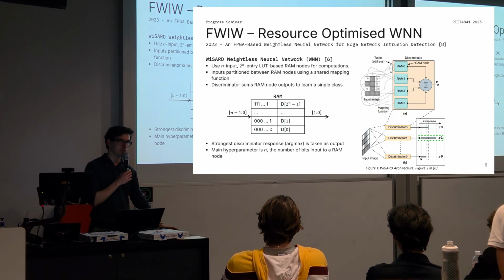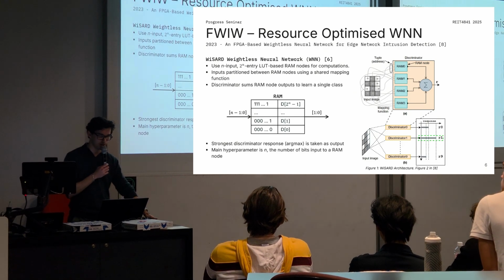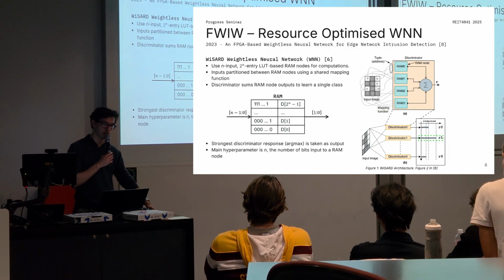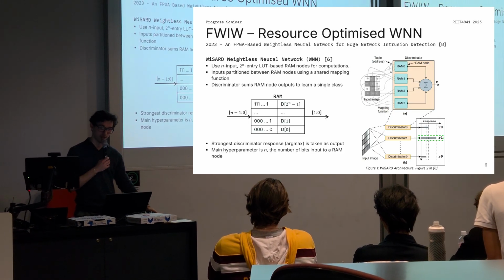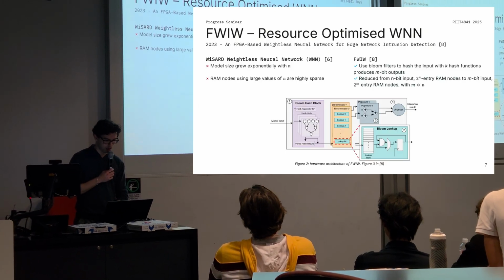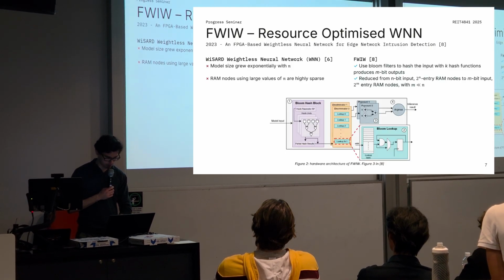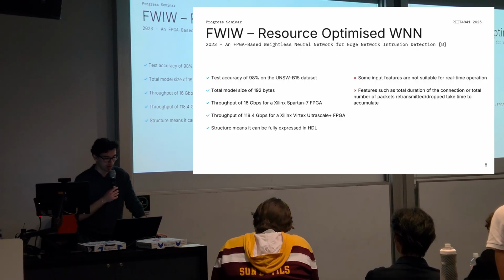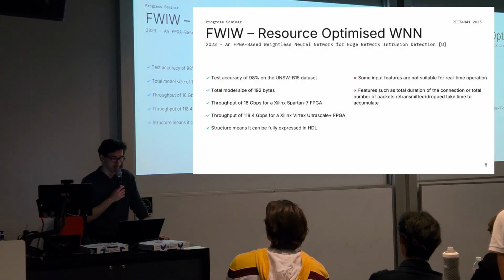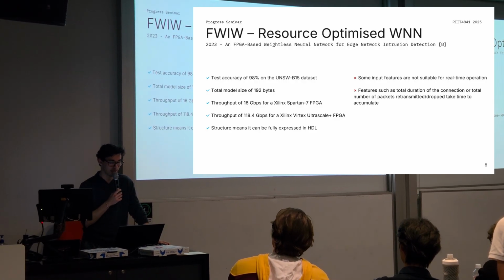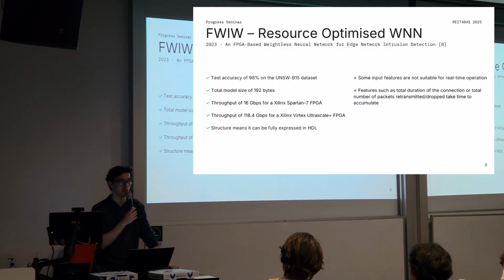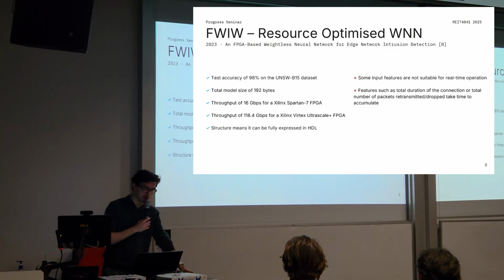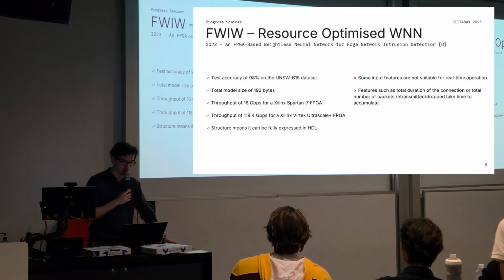The problem with these, as many of you may have already noticed, is you've got 2 to the n entries in your RAM block. That makes things increase in size very, very quickly, exponentially. But it was really accurate, was the cool thing. This one was only 192 bytes in total size. Now that's actually incredibly small. It's the smallest model that I could find, and I reviewed 100 papers. So that is quite a small FPGA model.